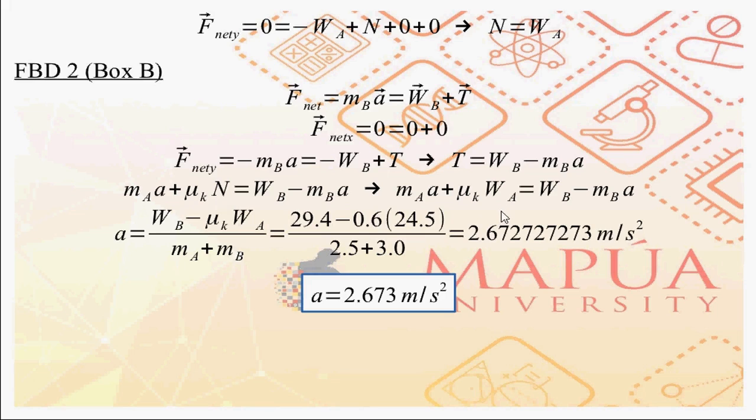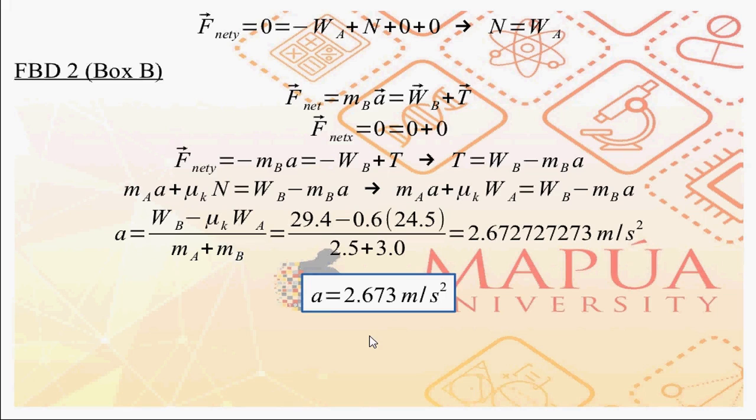The only unknown is acceleration a. We know m_A, we know weight A because we know m_A. We know m_B, so we know weight B. And mu k is also given. So, the only unknown is a. Isolate a and plug in the values, and you'll be able to calculate the acceleration to be 2.673 meters per second squared.